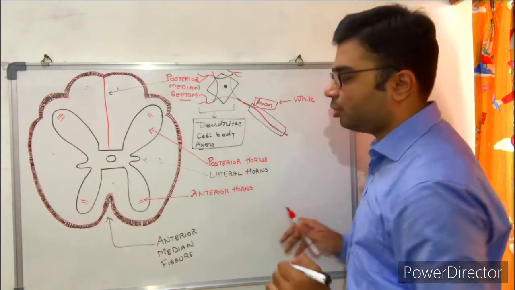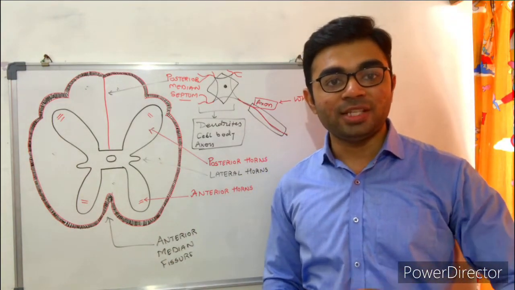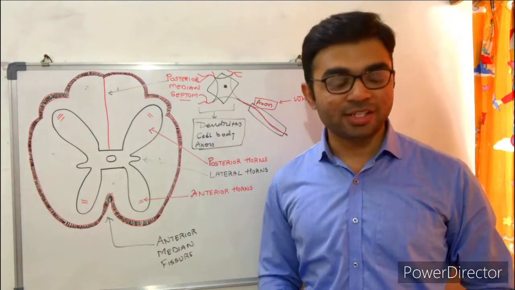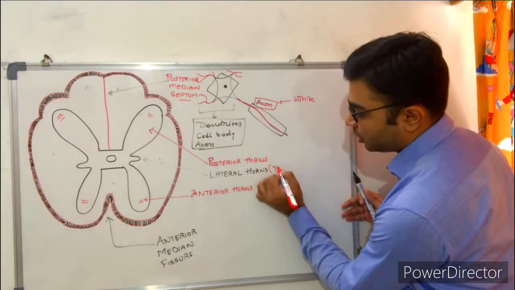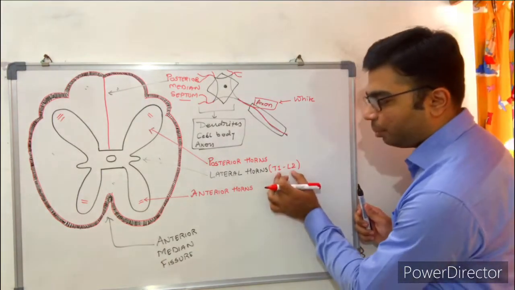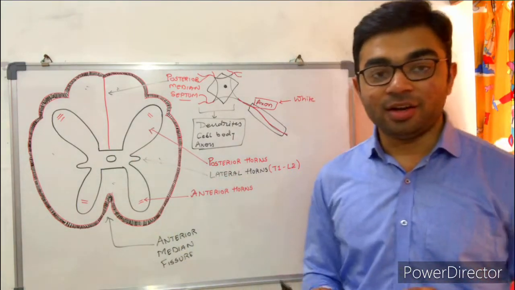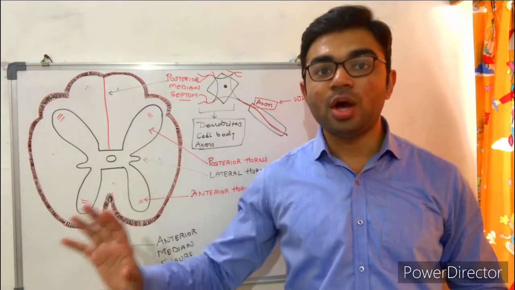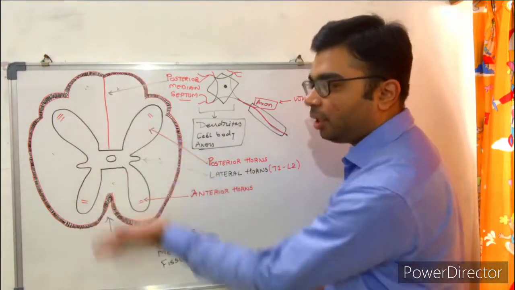But about lateral horns, we need to know that they are not present in all the spinal segments. Lateral horns are present between the first thoracic and the second lumbar segment. So only these segments contain the lateral horn of the gray matter. All the rest of the segments do not show a lateral horn at all. So now we have knowledge of side determination.